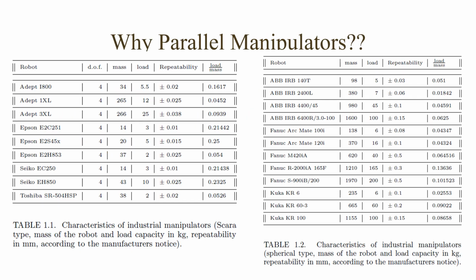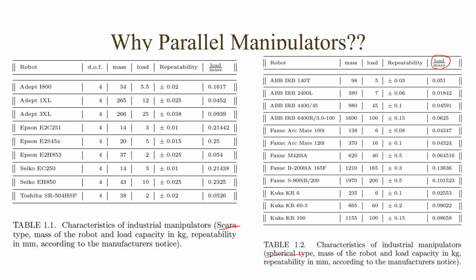Next, we will see why we choose a parallel manipulator for our application. So here, as you see, you can see two tables. They are the characteristics of the industrial manipulators. The first table is the characteristics of a SCARA type manipulator, and the second table is the characteristics of a spherical type manipulator.